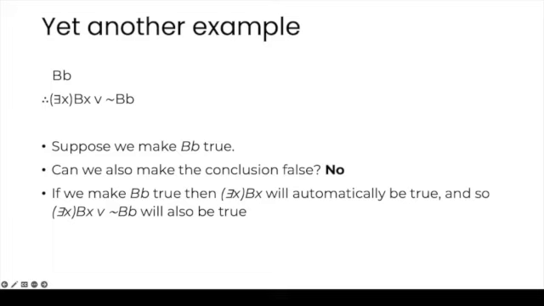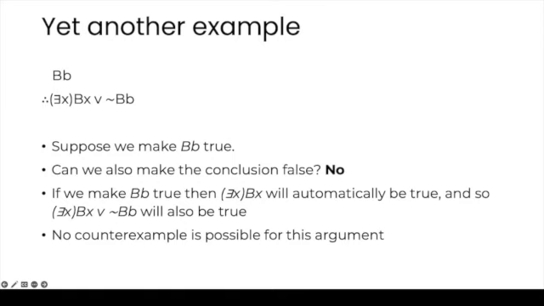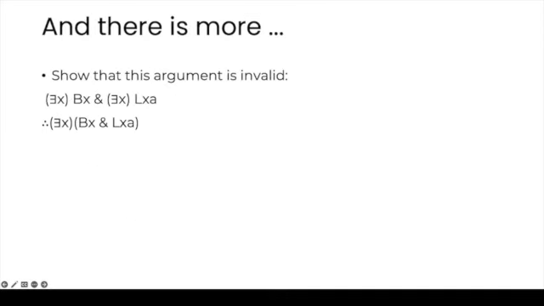This is because the main operator in the conclusion is a disjunction, so if one of the disjuncts is true, the whole sentence is true. So no counterexample is possible for this argument. It must be valid. This was just to keep you on your toes. Now to our last example.